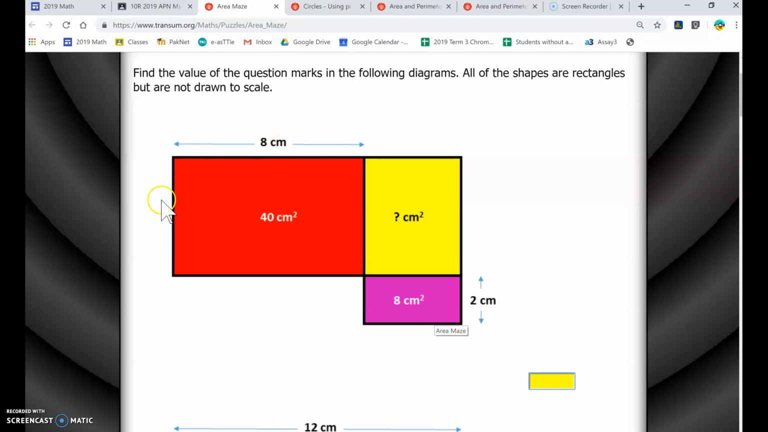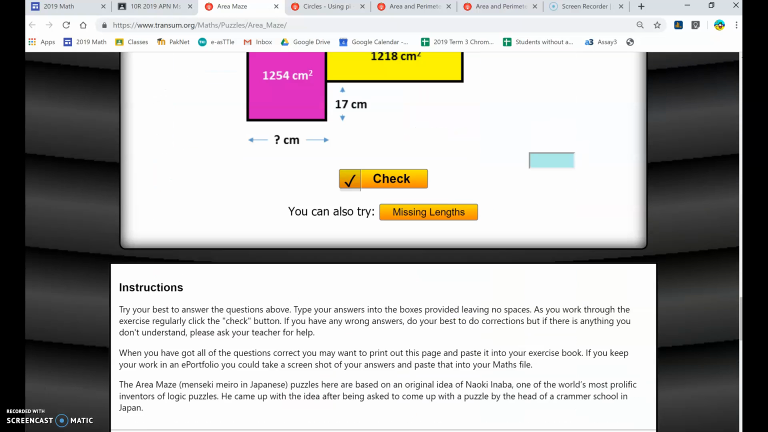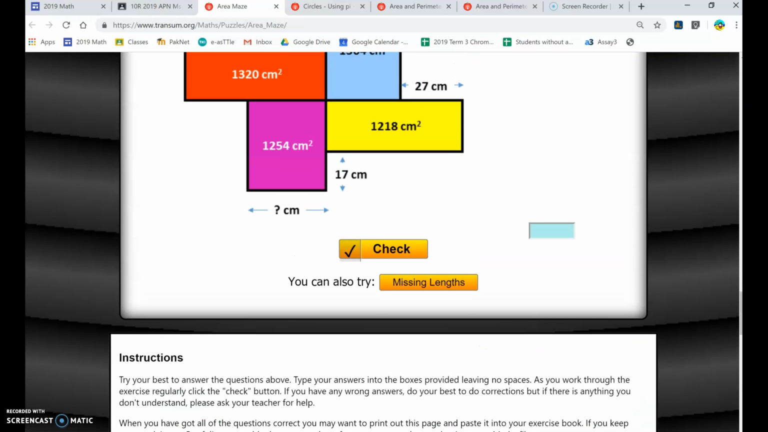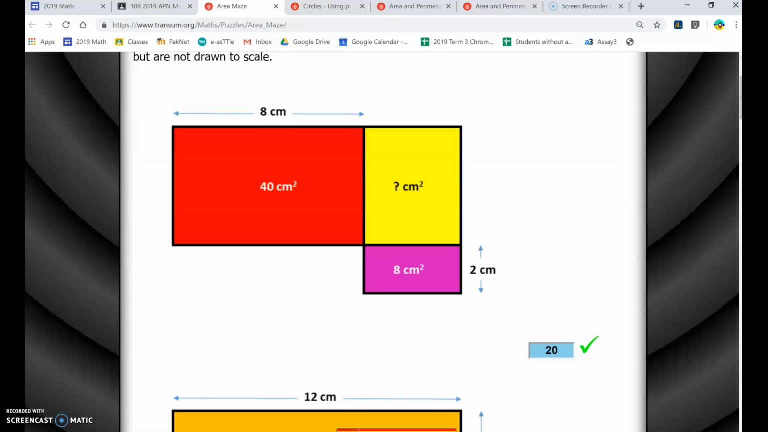The area is 40. So 8 times 5. And so this area must be 20. And do we have to put centimetres squared, I wonder? Here we go. They were quite happy with 20. Oh, because the centimetres squared is already there for you. Okay, so that's a cool one.